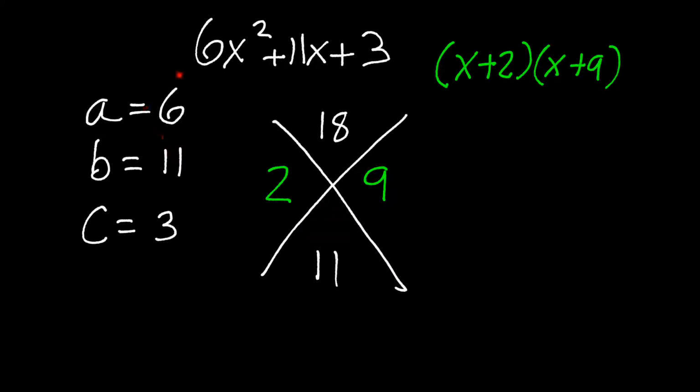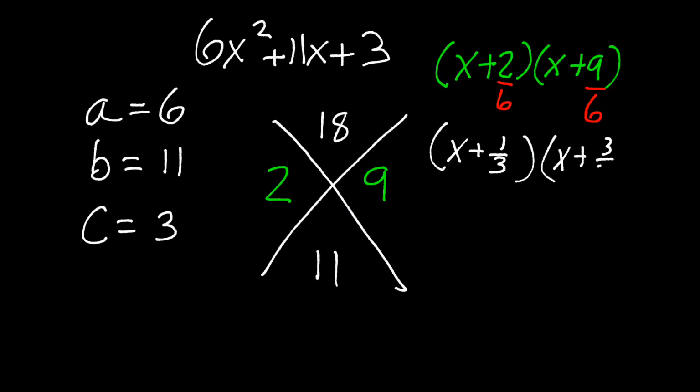Now, since a was not 1, I have to do some division. I have to divide 2 by 6 and 9 by 6. Neither of these divide evenly, so I need to simplify the fraction. 2/6 turns into 1 over 3. 9/6 turns into, oops, I don't want equals, 3 over 2. Then we take the denominator and we slide it up next to the x.